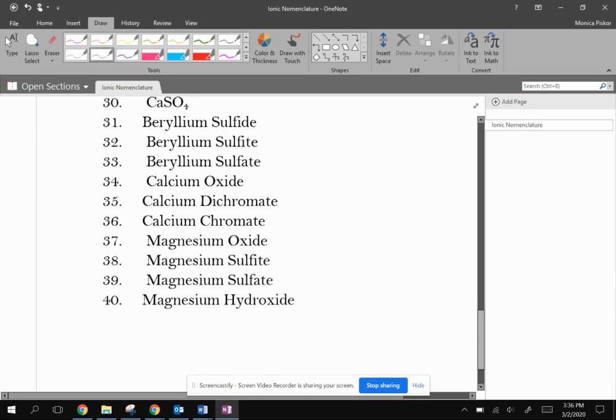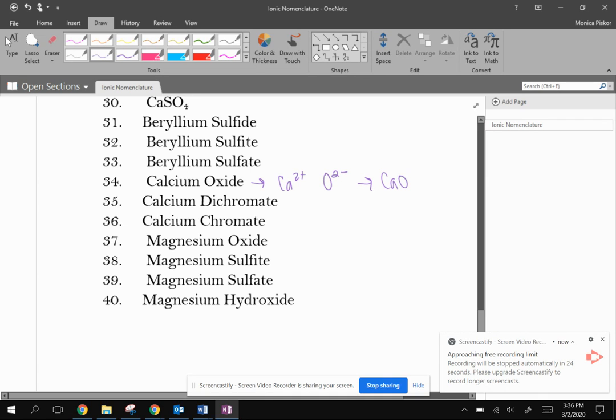Then last but not least, if I have the formula and I go to the name, I look at the charges. Calcium has a 2 positive charge. Oxide is oxygen, has a 2 negative charge. They cancel out. It's CaO.